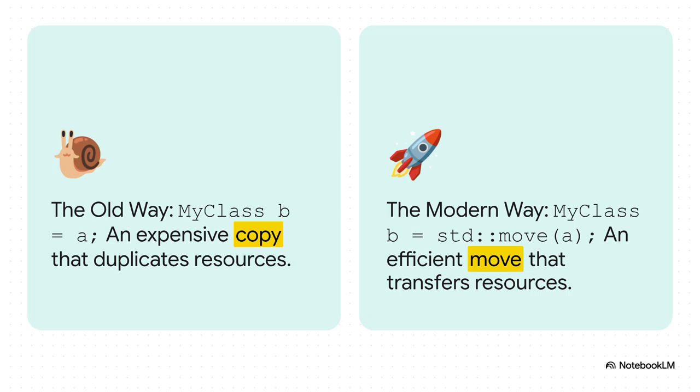Now, at first glance, these two lines of code look pretty much the same, right? But believe me, their impact on your program's performance can be absolutely massive. One of these lines creates an expensive, slow duplicate of everything. The other, it performs a super cheap and efficient transfer. So let's dive in and see how this works.